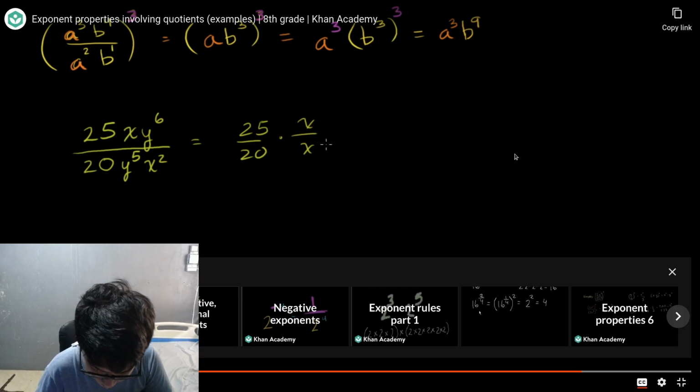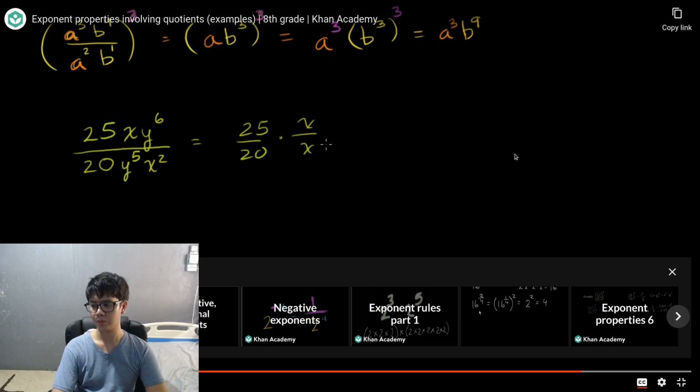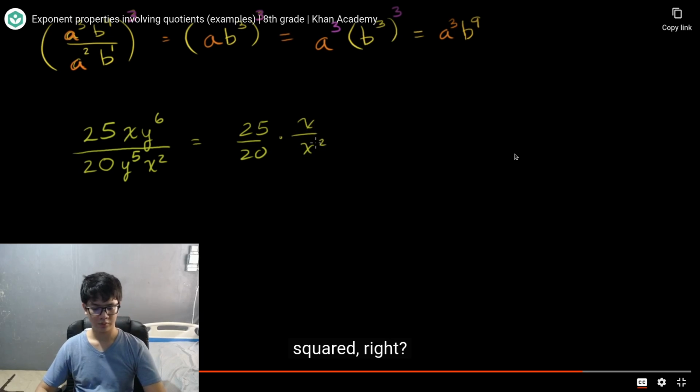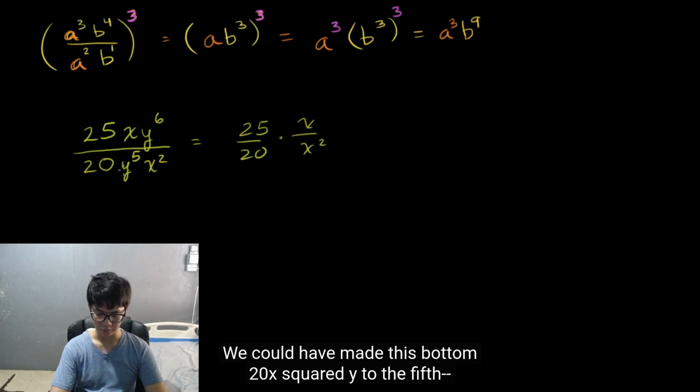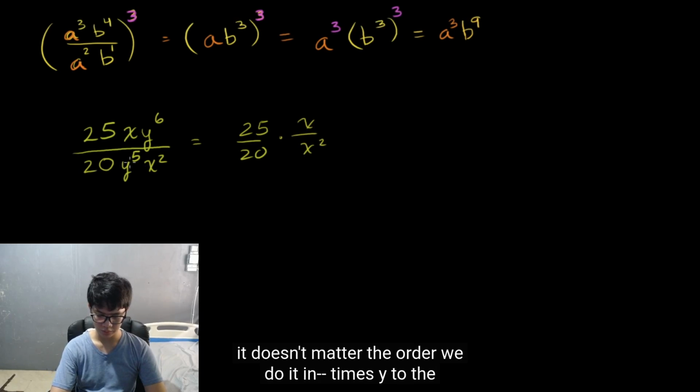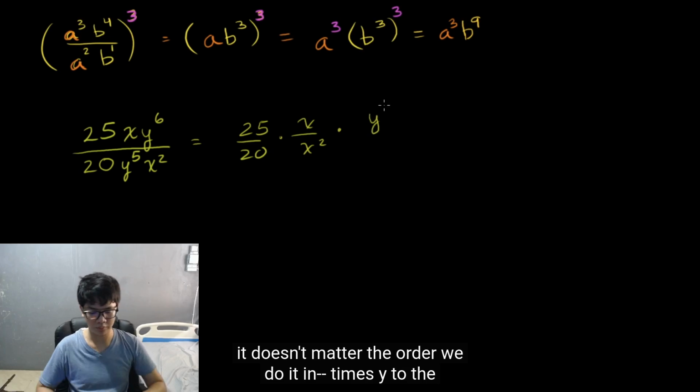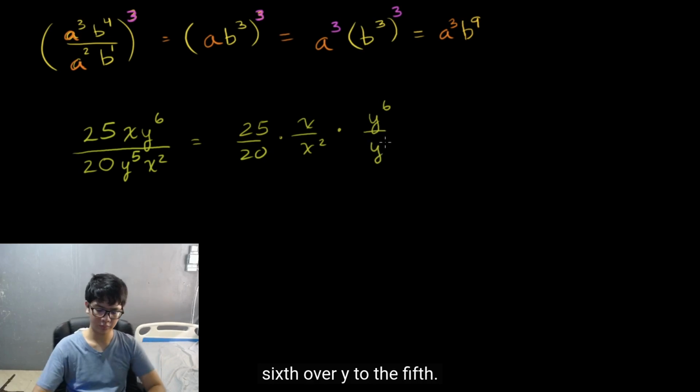So I guess it's the same thing as 5 raised to 1y. Right? We could have made this bottom 20 x squared y to the 5th. It doesn't matter the order we do it in. Times y to the 6th over y to the 5th.